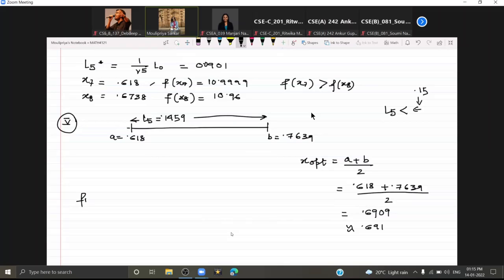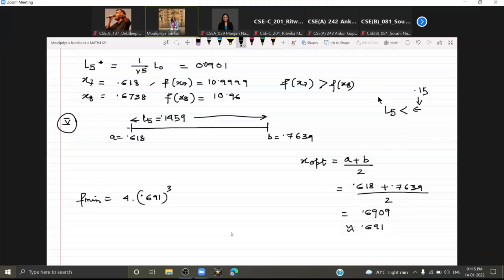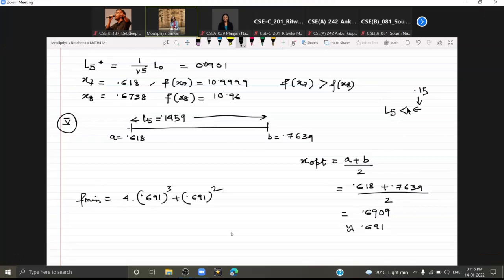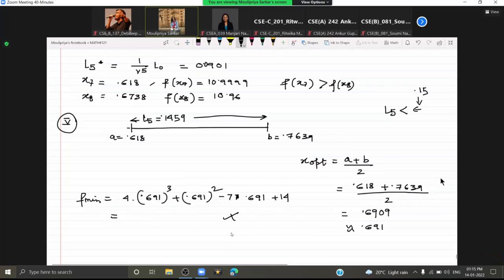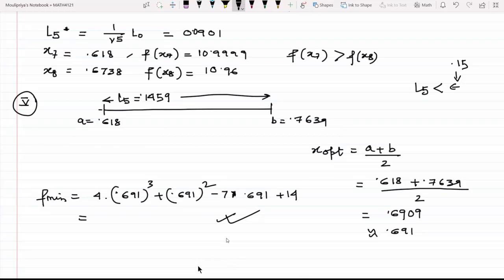Hence, you can calculate f minimum as 4 into x cube, 0.691 whole cube, plus x square, 0.691 square, minus 7 into x, minus 7 into 0.691, plus 14. So this is going to be your f minimum, whatever the value it is. So that's it. I hope you have understood the algorithm.